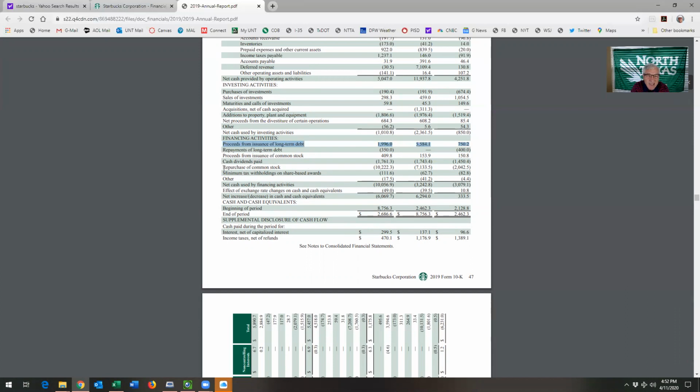Look at this, back to the equity section. Here's treasury stock. They're repurchasing their own shares. A lot of companies are doing this. This is big dollars.